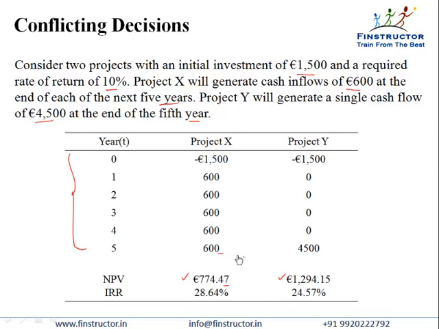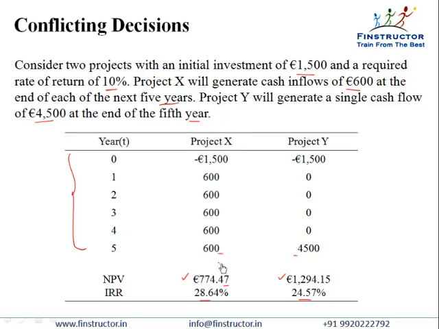With the same cash flow sheet, if I just press the button IRR and compute the IRR, however, for project X it comes out to be higher at 28.64%, whereas that for project Y is lower at 24.57%. So in such a case, which project should I choose? Should I choose project X or project Y? Remember, the projects are mutually exclusive. That is, only one of them can be taken.